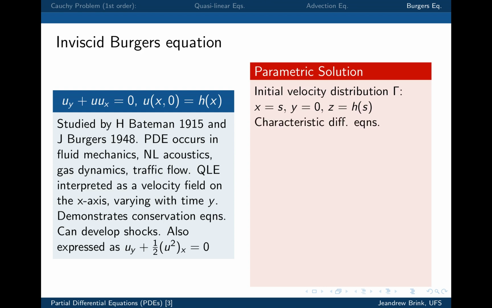The only difference comes in with the characteristic differential equations. Okay. Once again, we just have dx/dt equals a, okay, which is basically u, but we're working on the characteristic surface, so we consider u to be z. Okay. So here we have something that's not linear because we have z.